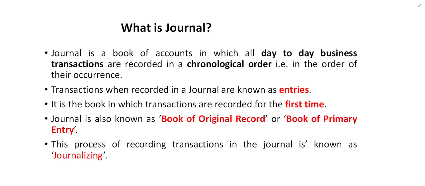What is a journal? A simple definition is given here. A journal is a book of account in which all day-to-day business transactions are recorded in chronological order or in the order of their occurrence.